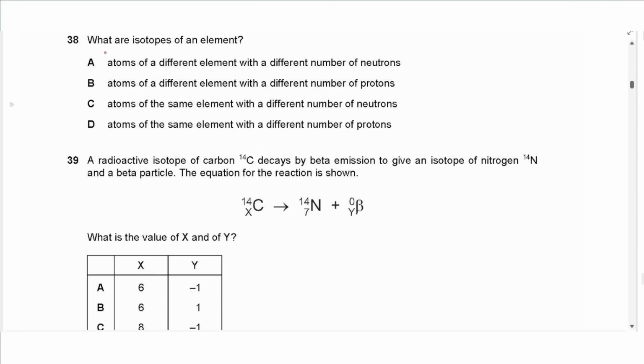Question 38 says, what are isotopes of an element? Atoms of different element? No, it is the same element with a different number of neutrons or a different number of protons. It is a different number of neutrons, so we choose C.